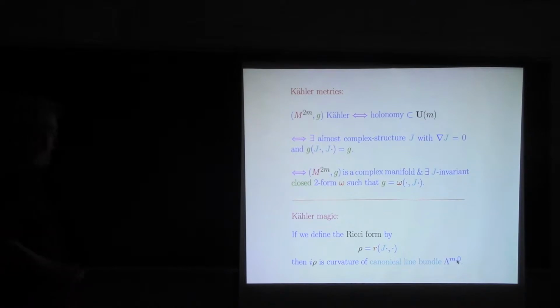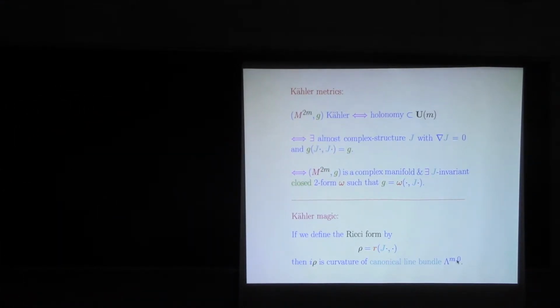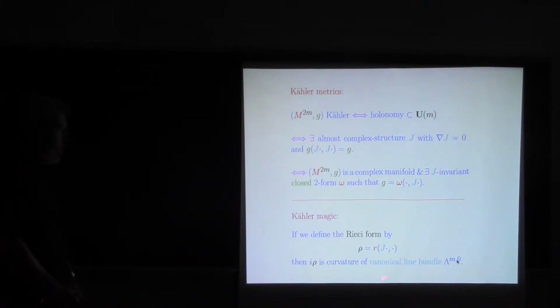And that reflects a deep geometric fact. The Ricci curvature of these manifolds actually is encoded in the so-called Ricci form. So you stick a J into the Ricci tensor, you get a form called the Ricci form. It's a closed two-form, but actually it's the curvature of a certain line bundle, the canonical line bundle.